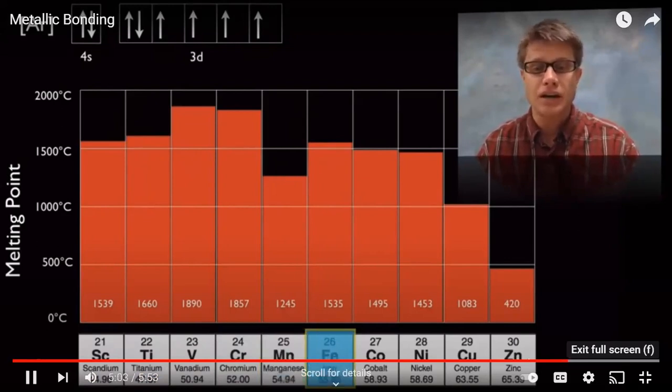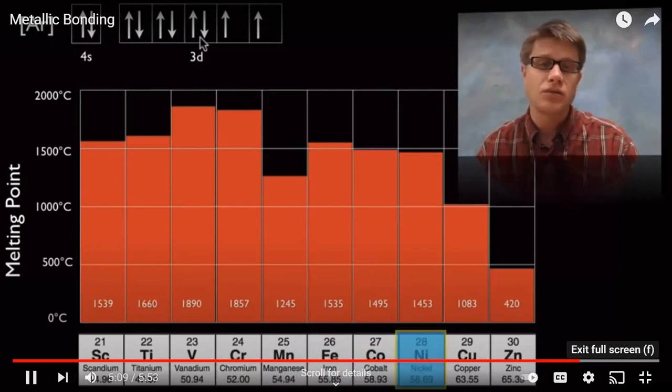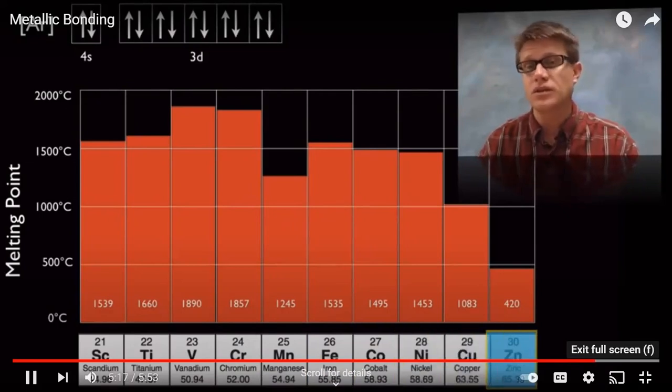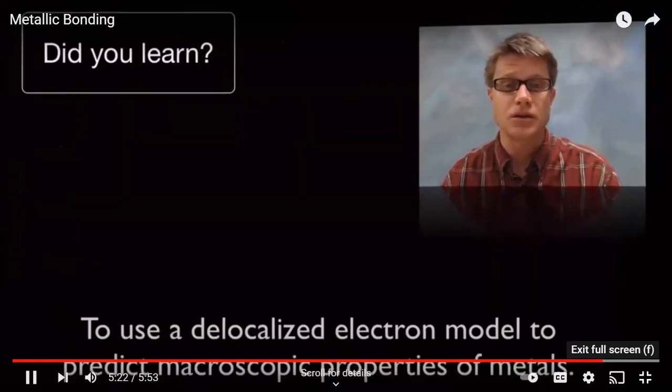Now we're going to start adding electrons. So when you go to iron and to cobalt and to nickel, now we're adding these paired electrons. And as we pair those electrons, we don't have those free electrons anymore. And so we're going to decrease the melting point as we get all the way down to zinc. And remember, as we get to zinc, we're moving over towards those nonmetals, and so we're starting to see odd properties as well.